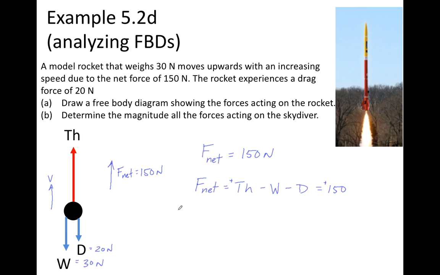So now I can just fill in the thrust force minus the weight force, which is 30 newtons, minus the drag force, which is 20 newtons, has to be 150 newtons. And when we add 30 and add 20 to either side, that gets us a grand total of 200 newtons acting upwards to provide a net total force of 150 newtons.